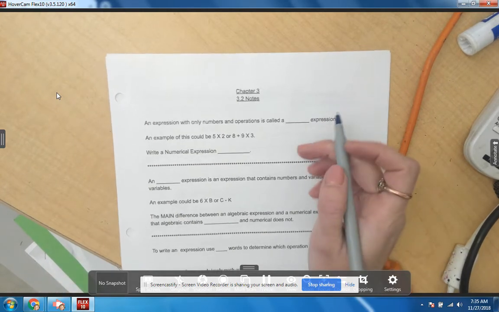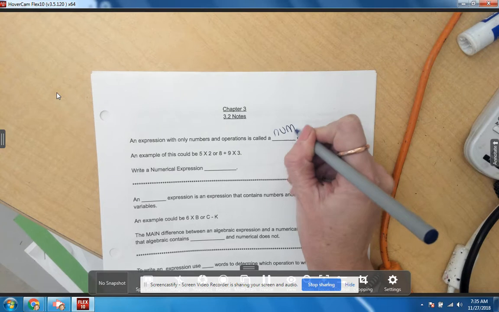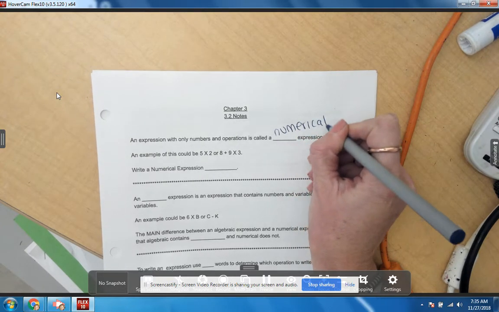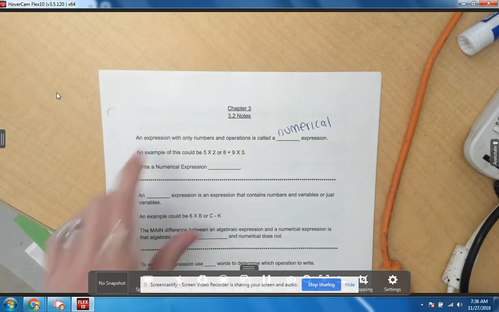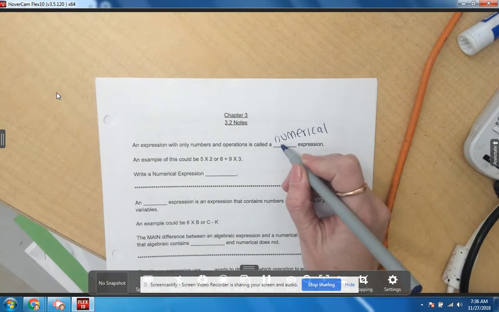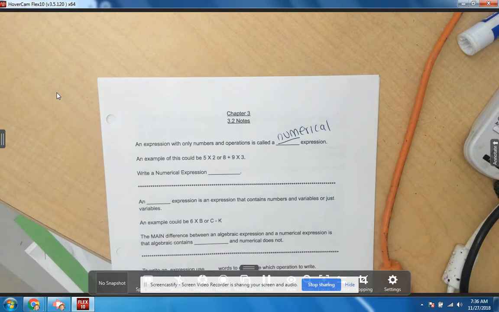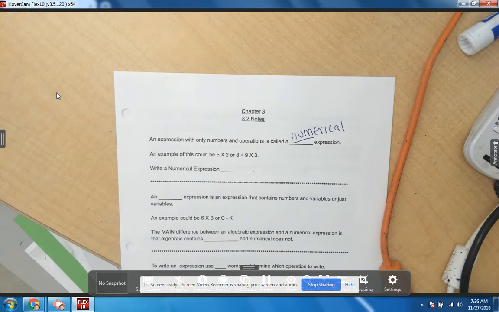An expression with only numbers and operations is called a numerical expression. Here's how I remember this. An expression, remember, that's kind of like a fancy word for a math problem. So it's a math problem that only has numbers. How I remember that is numerical starts with NUM, and so does the word number. So basically a numerical expression is a math problem that only has numbers in it. So an example could be 5 times 2 or 8 plus 9 times 3.